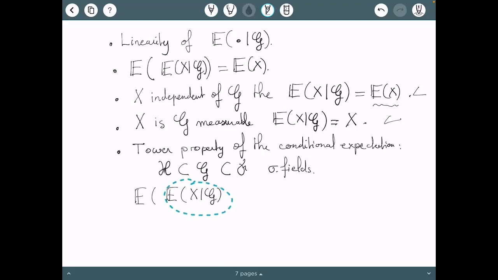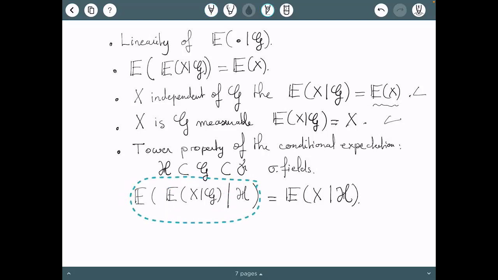But G measurable doesn't mean that it is H measurable. So you can ask, what is the conditional expectation of this random variable with respect to the smaller sigma field H? And that is the conditional expectation of x given H. So it is a tower property. If you take the conditional expectation step by step, first with respect to the sigma field G and afterwards with respect to the sigma field H, it is the same as if you take directly the conditional expectation with respect to the smaller sigma field, which is H.